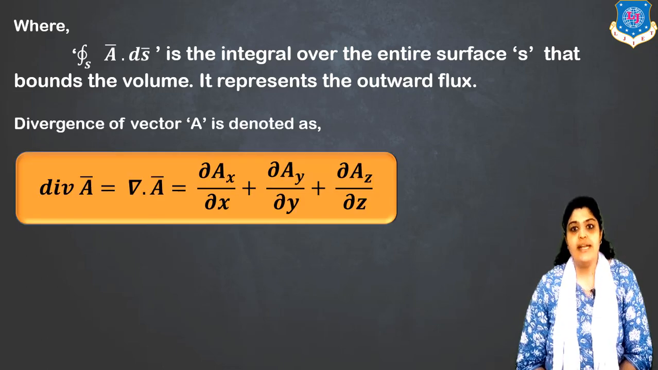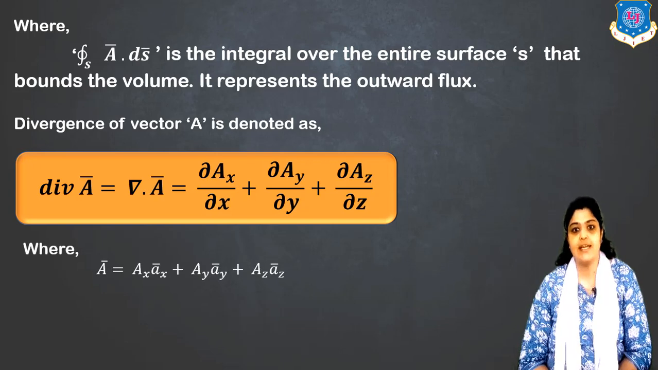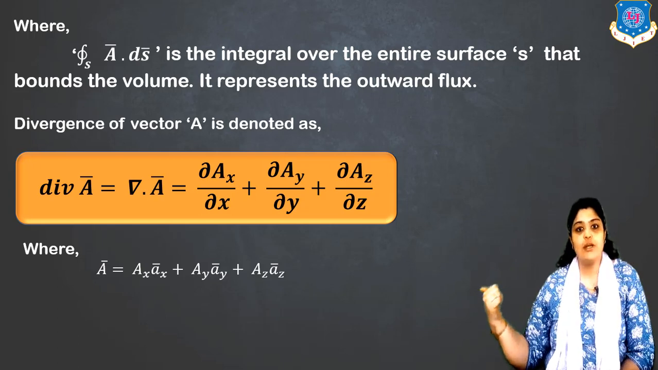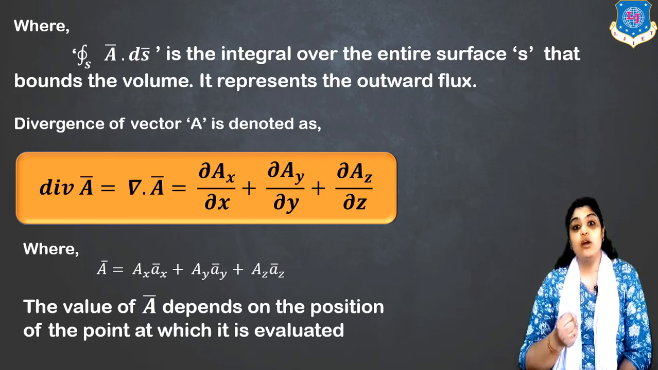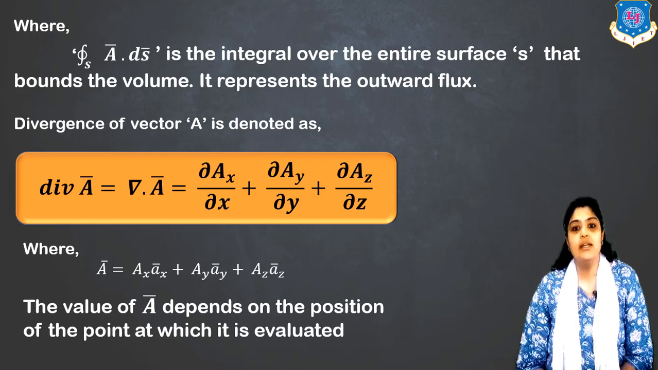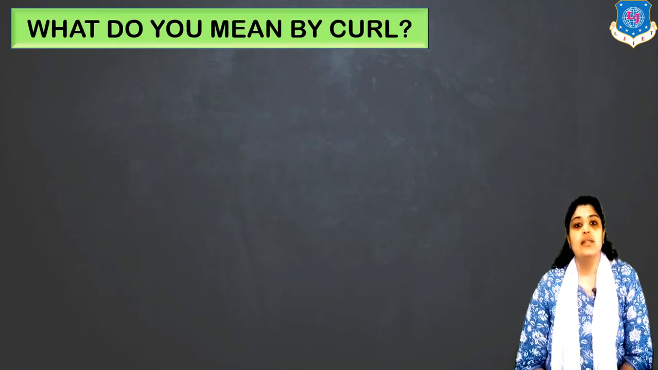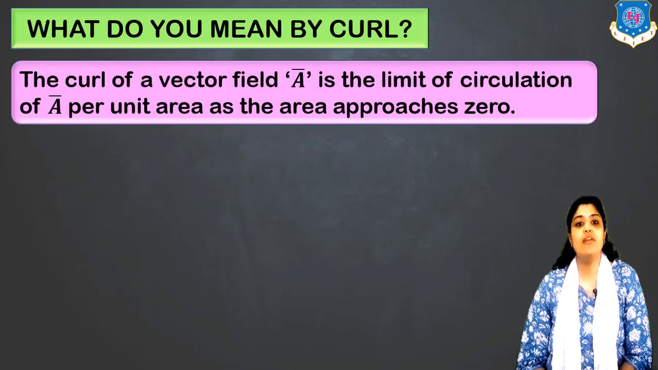Divergence of a vector A is denoted as divergence A is equal to del Ax by del x plus del Ay by del y plus del Az by del z, where A is equal to Ax into its unit vector plus Ay into its unit vector plus Az into its unit vector. The value of the divergence depends upon the position of the point at which it is evaluated. So about a point where the volume is shrinking to 0, where the quantity is dispersing, the value of this divergence depends on that point. Then we have curl. That is the next thing we are going to discuss.